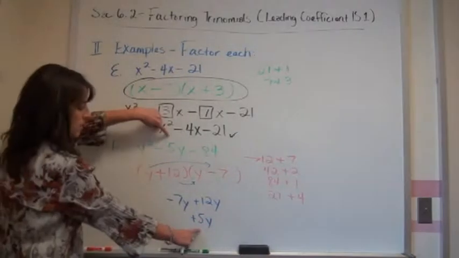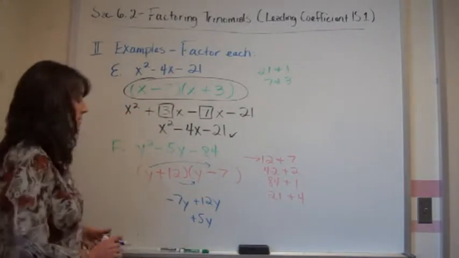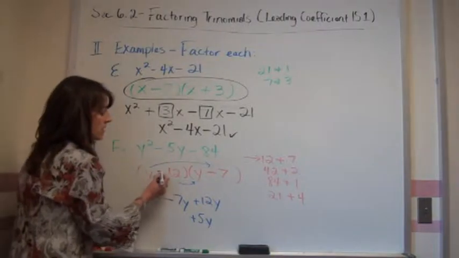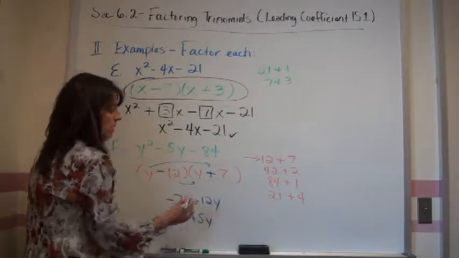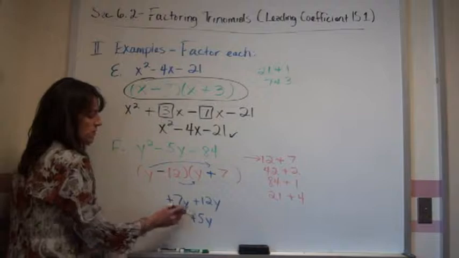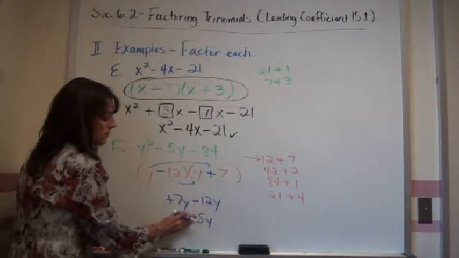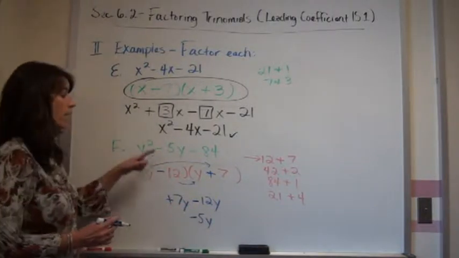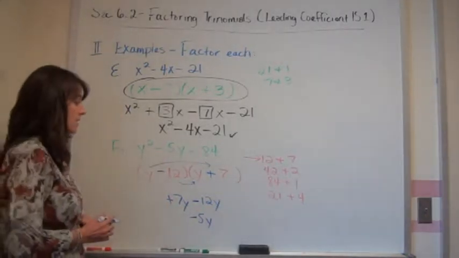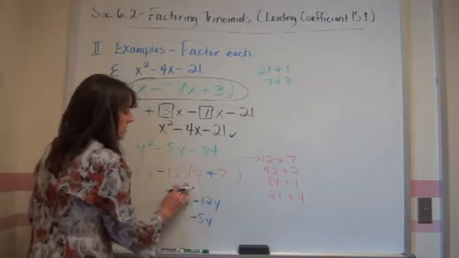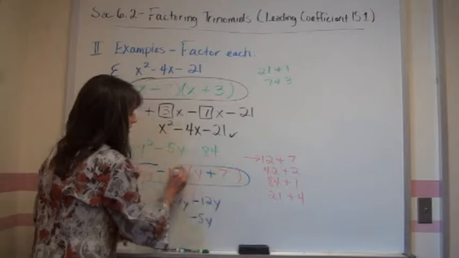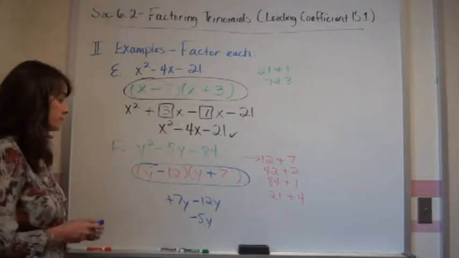Once again, right number, wrong sign. Super easy to fix. Just switch those signs out. Make this the negative, make this the positive. That will turn this into a positive 7, this into a negative 12, this into a negative 5y. Now I've got the right number, right sign. So I know that at this point, this is the right answer. There's my factored form.